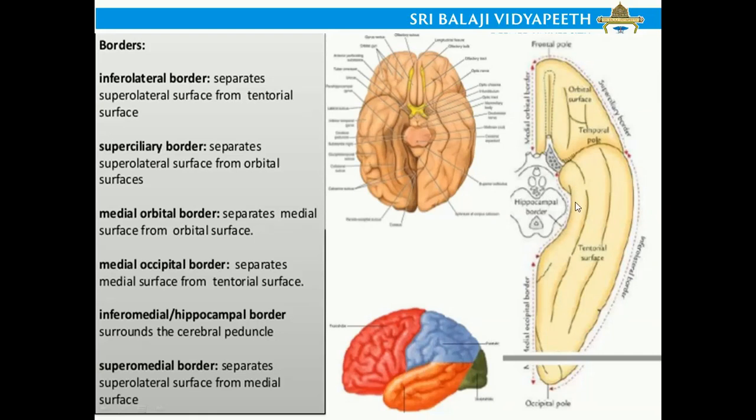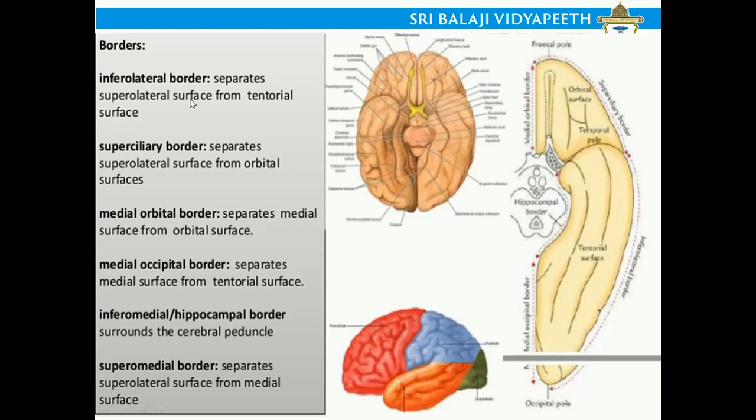Because the gyrus that is seen very close to this peduncular area is called the parahippocampal gyrus. And since the parahippocampal gyrus is going to be one of the borders for the interpeduncular fossa, we call the border the hippocampal border. So to condense the different borders, first is the infrolateral border.